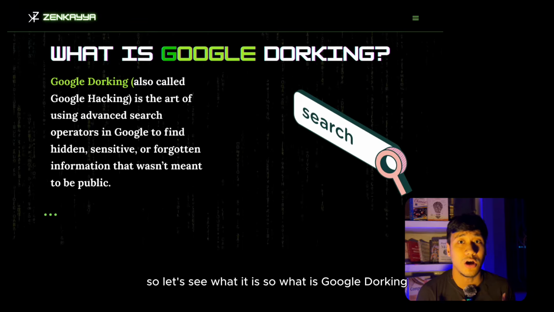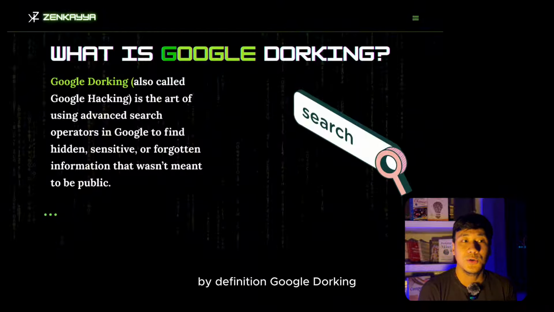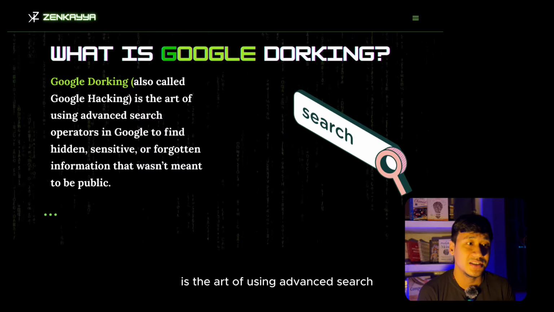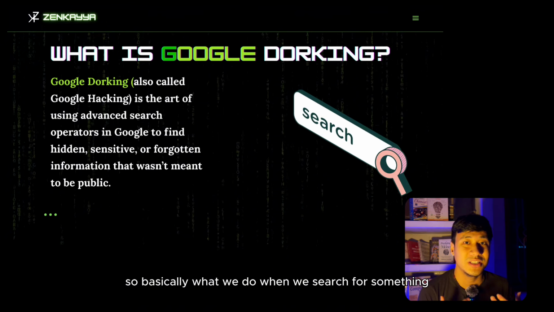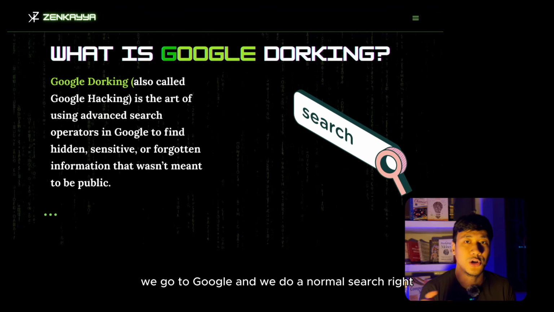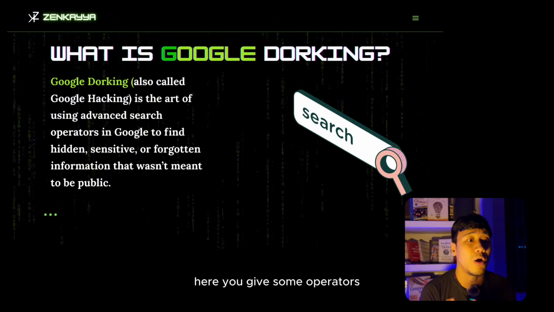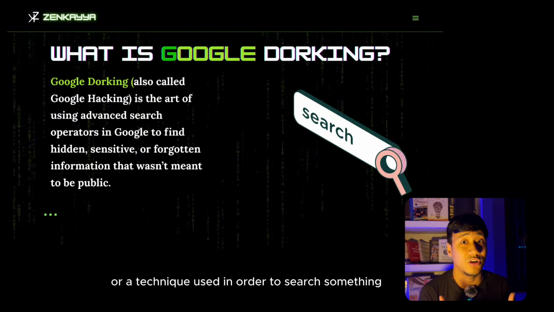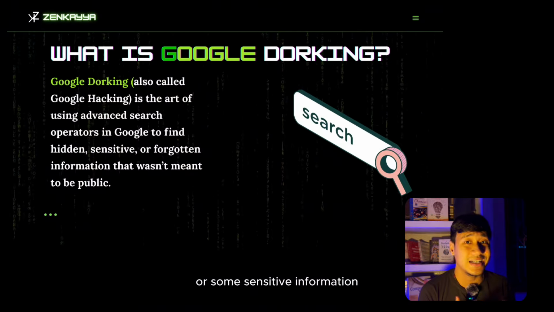So what is Google Dorking by definition? Google Dorking, also known as Google hacking, is the art of using advanced search operators in Google to find hidden, sensitive, or forgotten information that wasn't meant to be public. Basically, when we search for something, we go to Google and do a normal search, right? But Google Dorking is a little different. Here, you give some operators or some kind of advanced search technique in order to search for sensitive information that wasn't meant to be public.